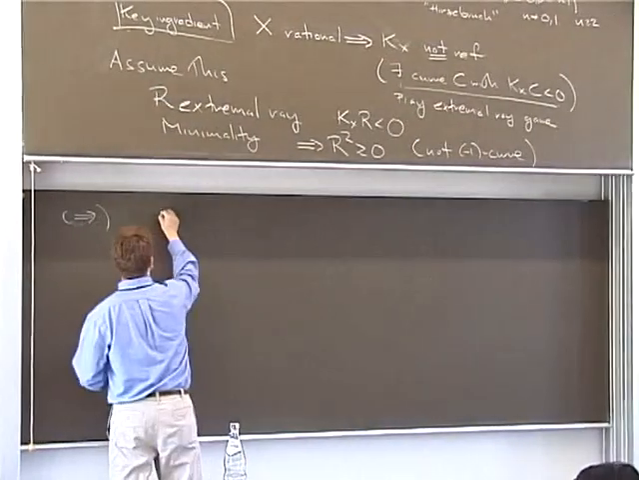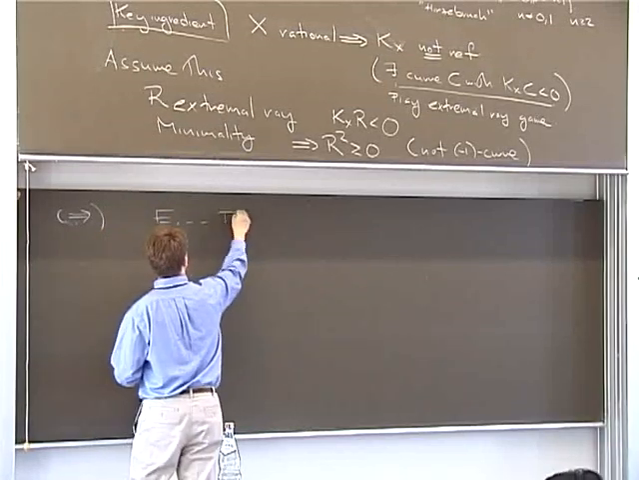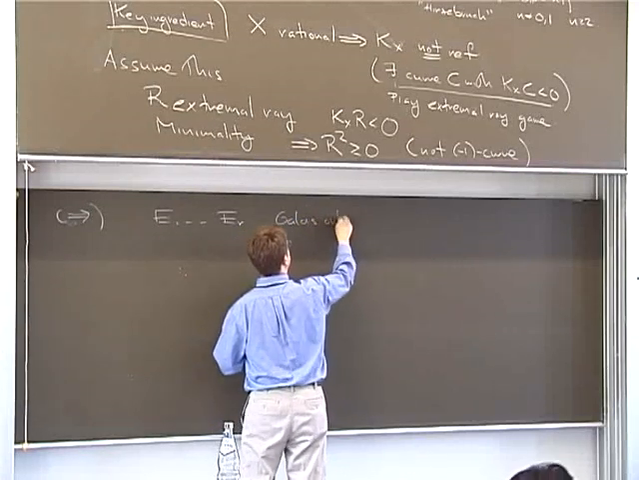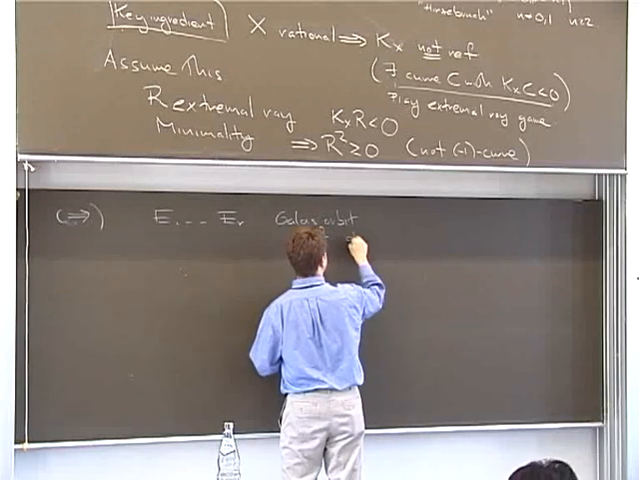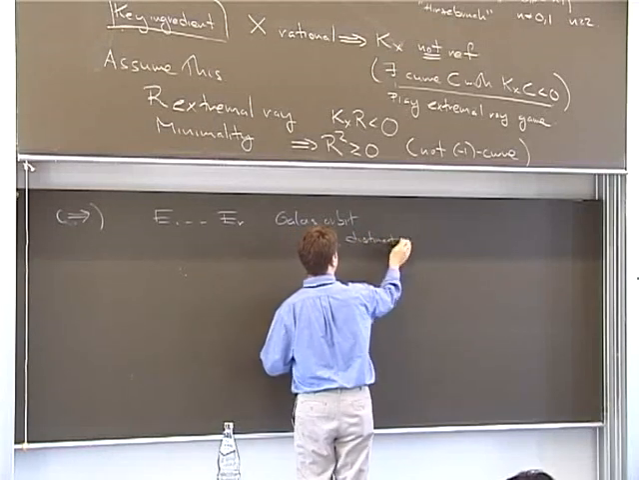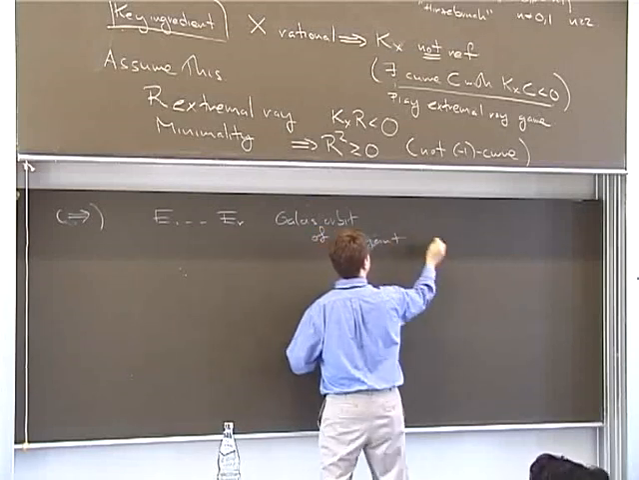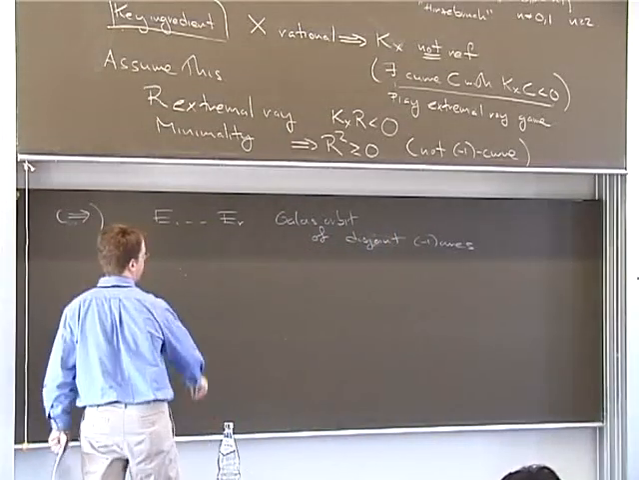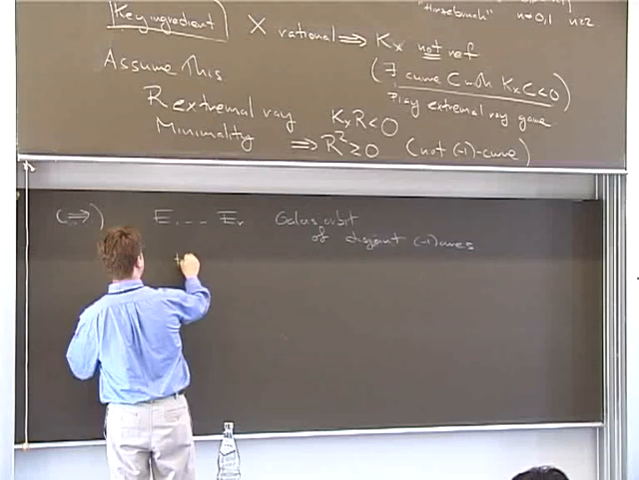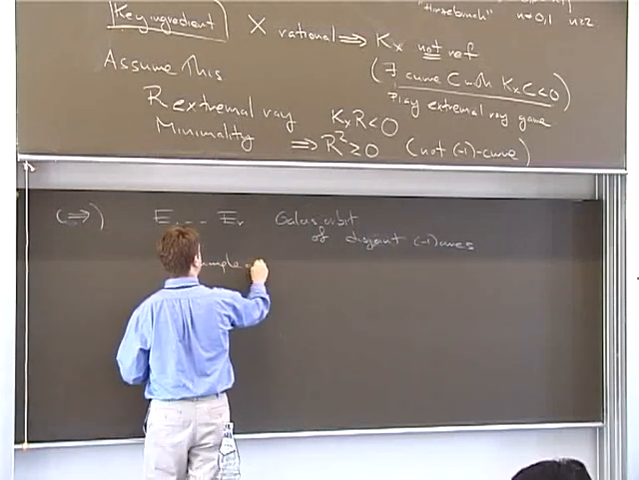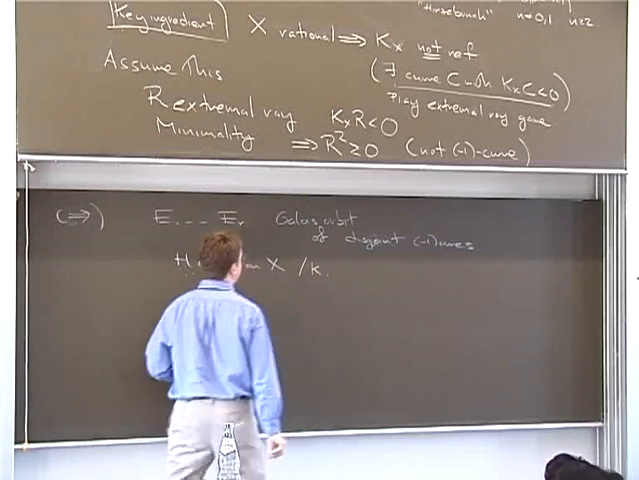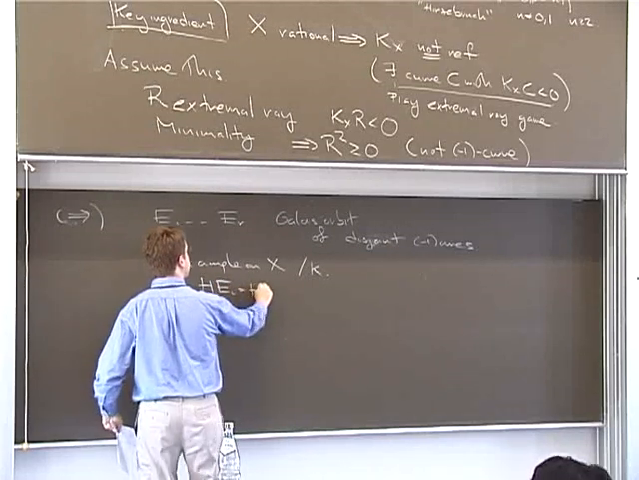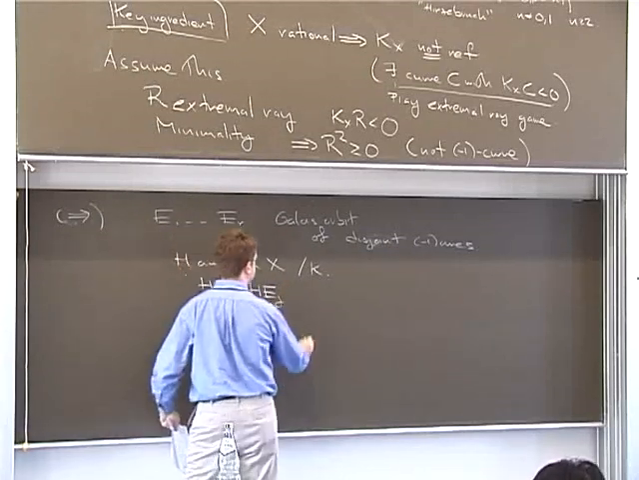So on the other hand, let's say that we're given E1 through ER, a Galois orbit of distinct disjoint minus 1 curves. So let H be ample on X and defined over K, and note that H intersected with each of the components, these intersections are the same for all I and J.